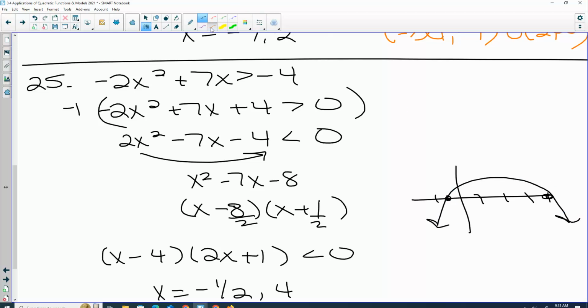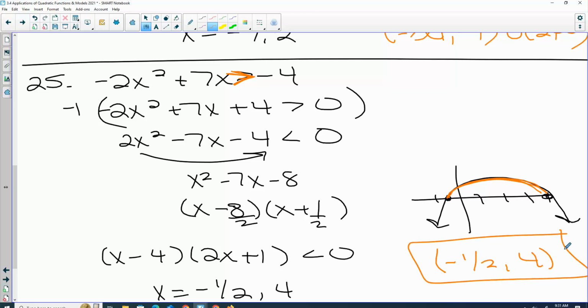From my original, I was asking greater than. So greater than means above. So where was this above? It's just one piece, just in between those two. So that's when my answer is just a single set from -1/2 to 4. So on the inequalities, solve it and draw me a picture to write your answer. Any questions there?